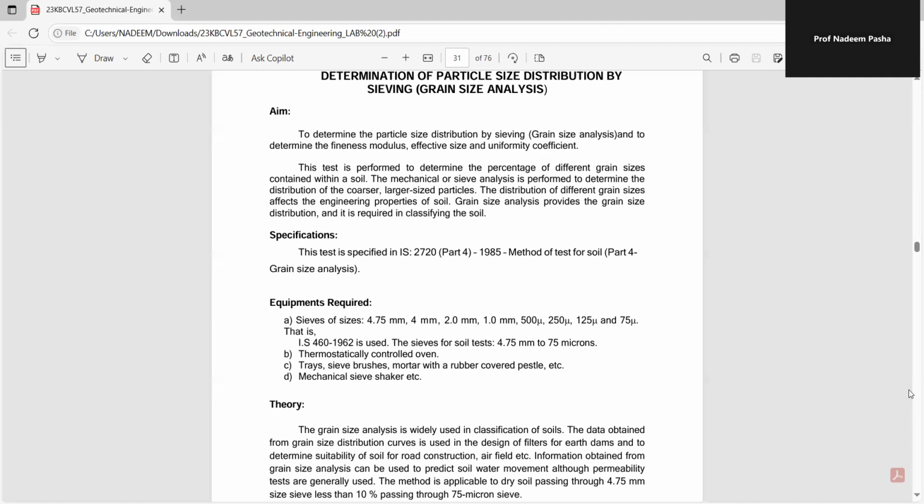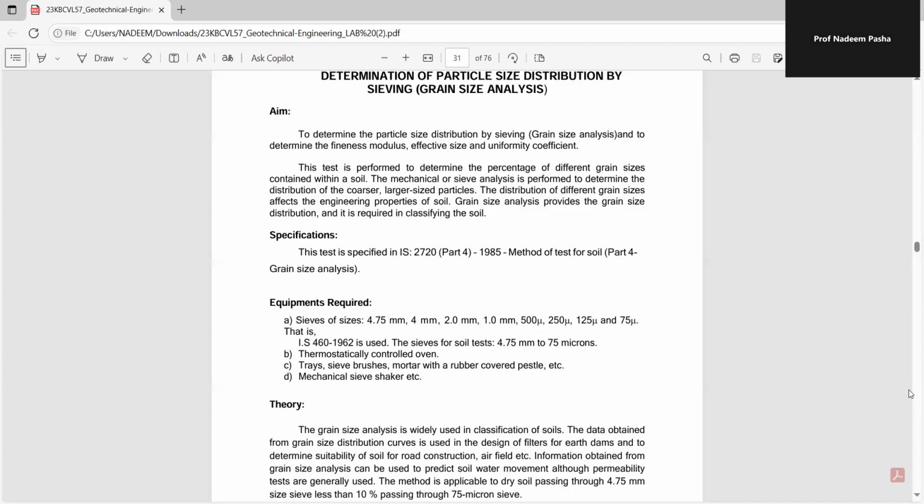What are the equipments required? Sieves of sizes 4.75 mm, 4 mm, 2 mm, 1 mm, 500 micron, 250 micron, 150 micron, and 75 micron, as per IS 460. The sieves for soil test range from 4.75 mm to 75 micron. Thermostatically controlled oven, trays, sieve brushes, a mortar with a rubber-covered pestle, a mechanical sieve shaker, etc.